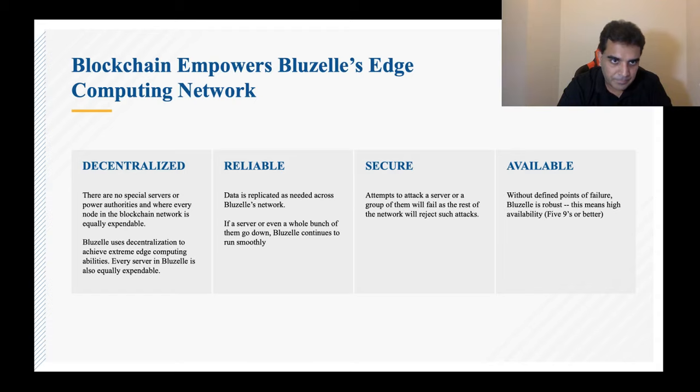Reliability. All the data replicated on Bluzelle is replicated across all the nodes within the network. I'm kind of simplifying it, but basically Bluzelle has these things called swarms. So what I should say is the data is replicated across all the nodes in a given swarm. What that means is even if a single server or a bunch of servers in a single swarm go down, Bluzelle will continue to run smoothly. And this is really a byproduct of decentralization.